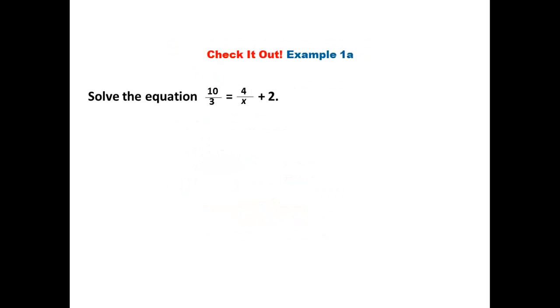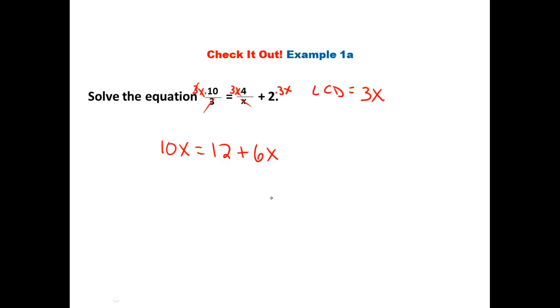Alright, our next equation, we need to find the LCD, which is 3x. So what we need to do is multiply everything by 3x. Okay, so in the first one here, the 3's are going to cross out, so we get 10x equals, x is crossed out, so we get 12 plus 6x.